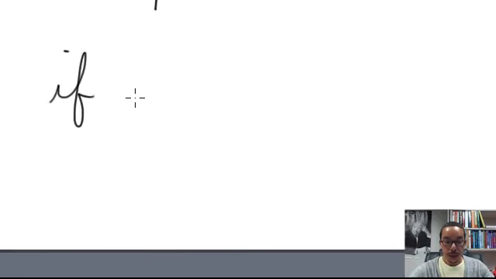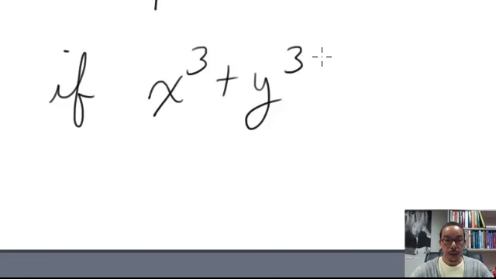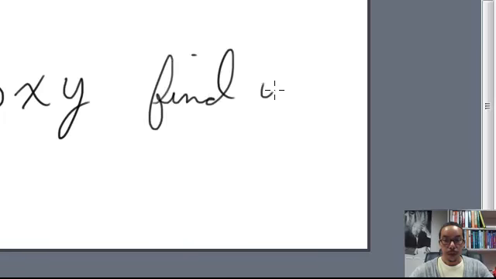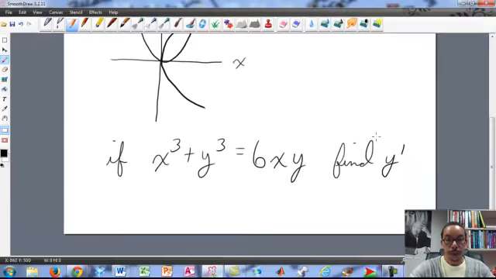It says if x to the third plus y to the third is equal to 6xy, we're going to find y prime. Right? Find y prime. Let's do that.